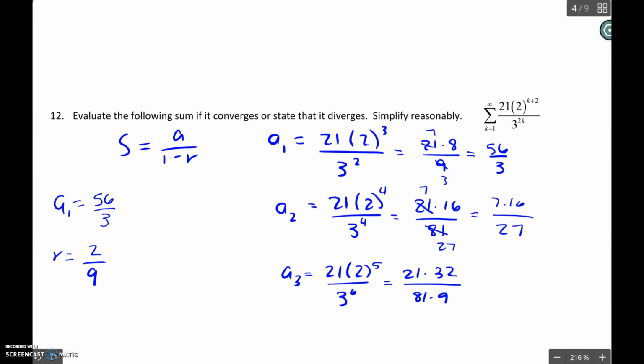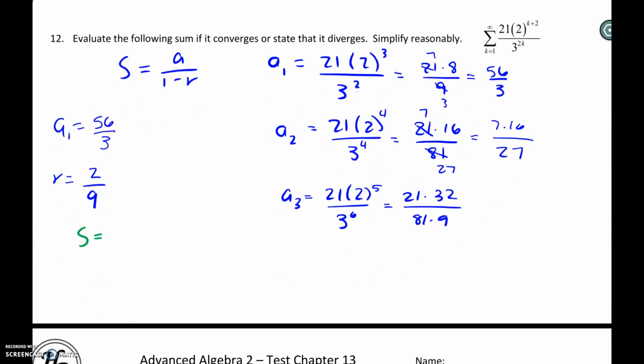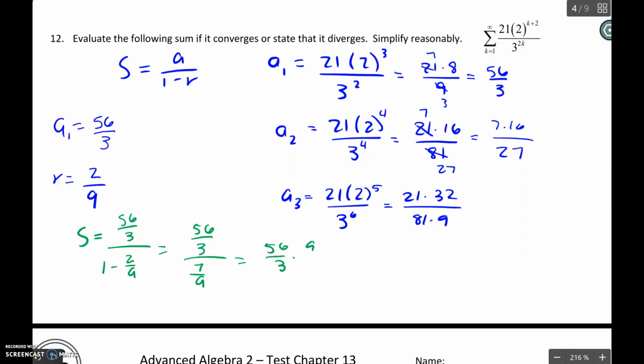Change colors. S equals, hopefully this isn't a terrible fraction because I don't have much more room. Oh, look at that. 56 over 3 divided by 1 minus 2 ninths. So that's 56 over 3 divided by 7 ninths, which is 56 over 3 times 9 over 7. This isn't so bad. Times 8, which is 24. Who knew that answer would come out so nice?